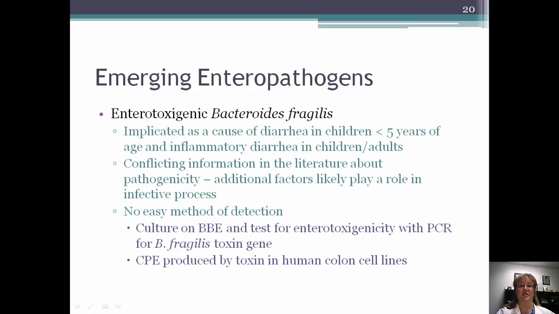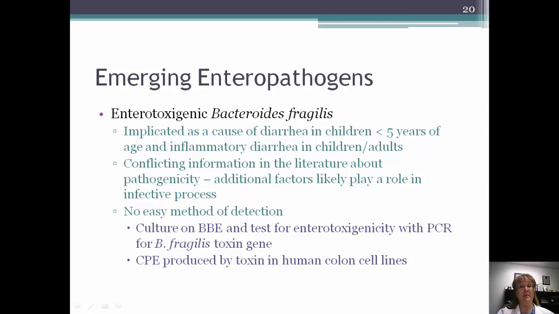First, let's start with enterotoxigenic Bacteroides fragilis. It has actually been implicated as a cause of diarrhea in children less than 5 years old and a cause of inflammatory diarrhea in both children and adults. But there is conflicting information in the literature about its pathogenicity. It does produce a 6 kilobase pathogenicity island that encodes for a zinc metalloprotease enterotoxin. However, there are probably some additional factors that play a role in the infective process, not just the enterotoxin.